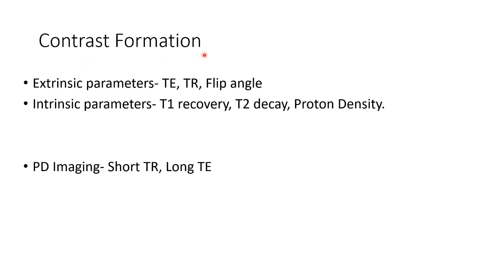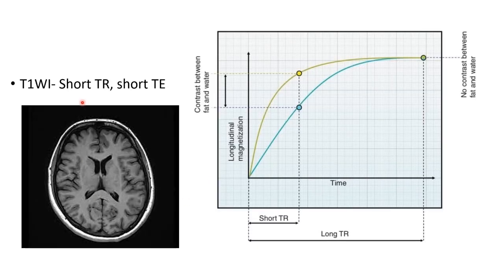Contrast formation of an image is basically affected by two kinds of parameters, the extrinsic parameters and the intrinsic parameters. Extrinsic parameters include TE, TR and the flip angle, which we can control externally. The intrinsic parameters are T1 recovery, T2 decay and proton density, which are inherent properties of those MR nuclei. For proton density imaging, we use short TR and long TE. For T1 weighted imaging, short TR and short TE are used, which gives maximum contrast.